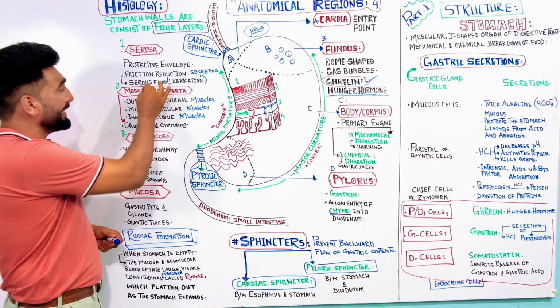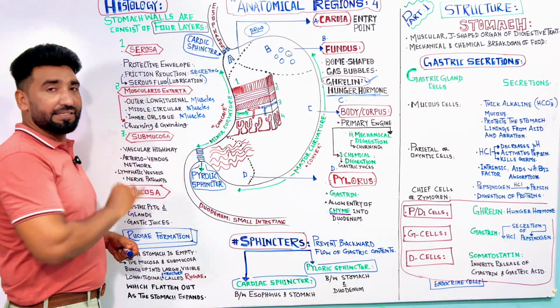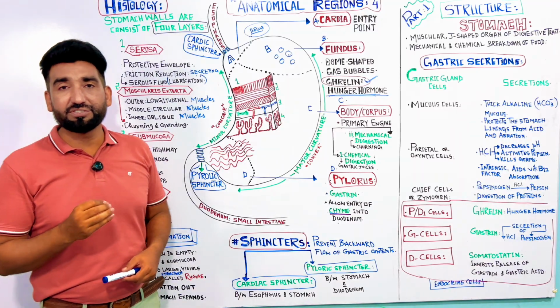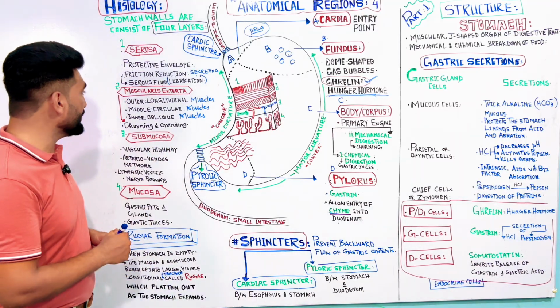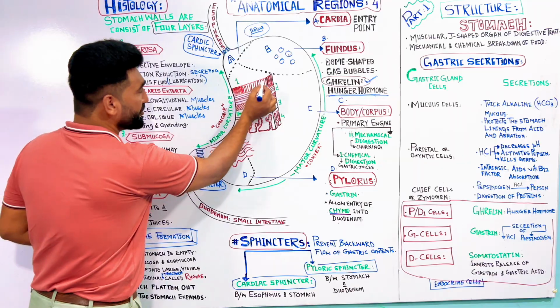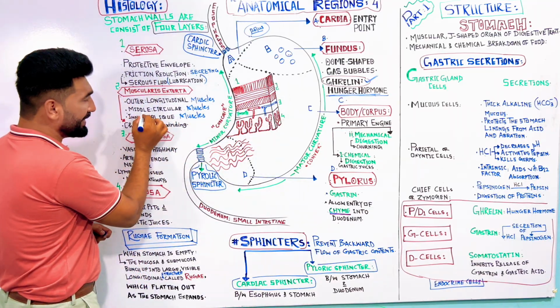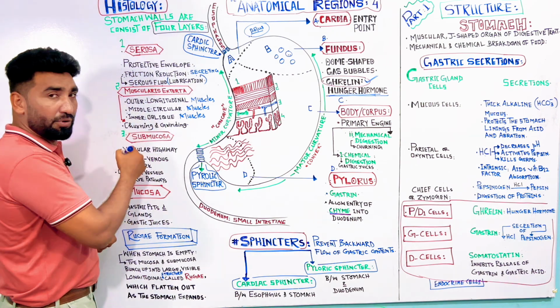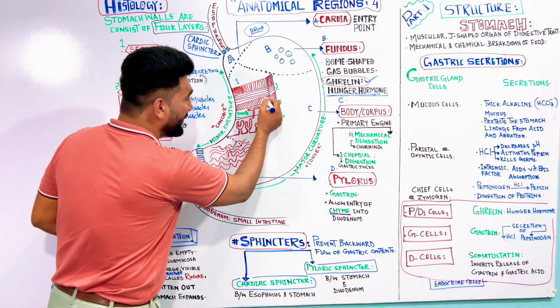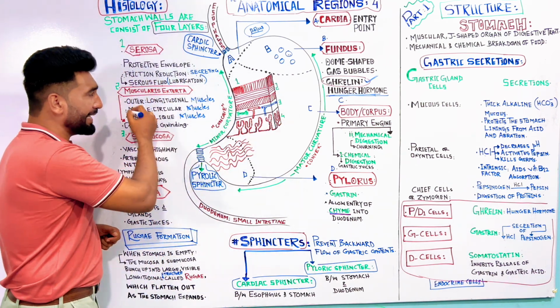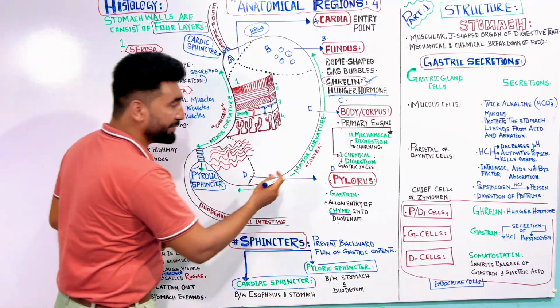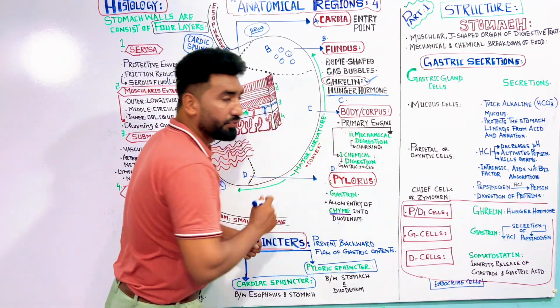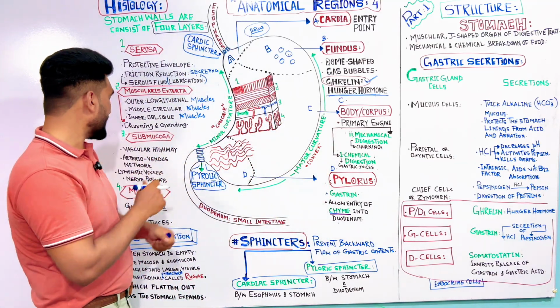Then lies the muscularis externa. These are three layers of smooth muscles. The outermost layer is made up of longitudinal muscles, the middle layer consists of circular muscles, and the innermost layer consists of oblique muscles. The muscularis externa is involved in the mechanical digestion of food by churning.